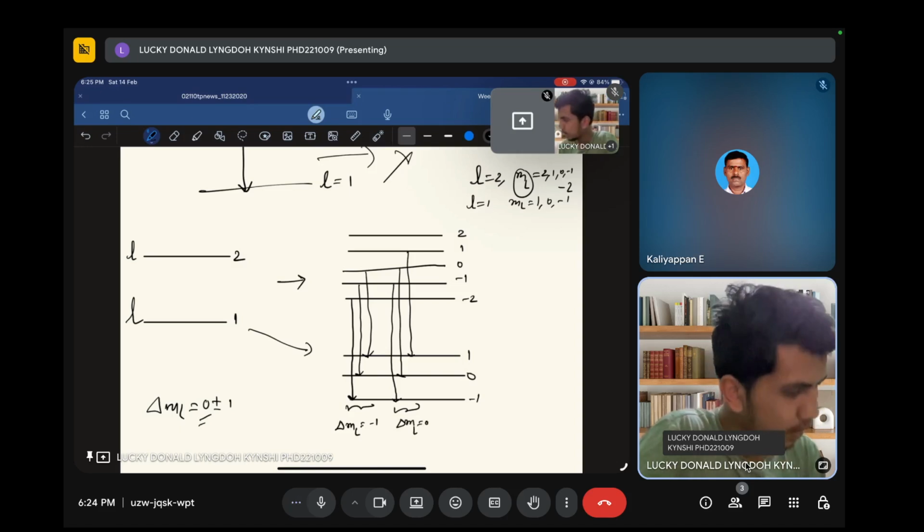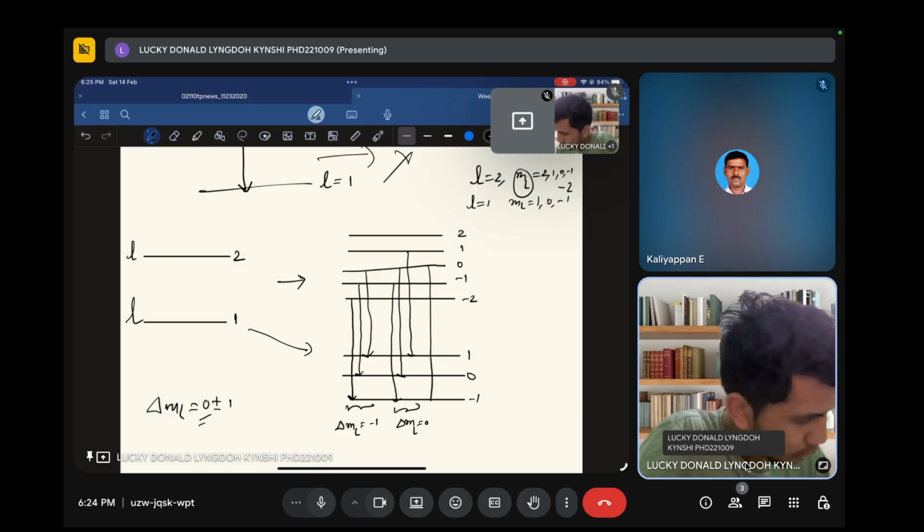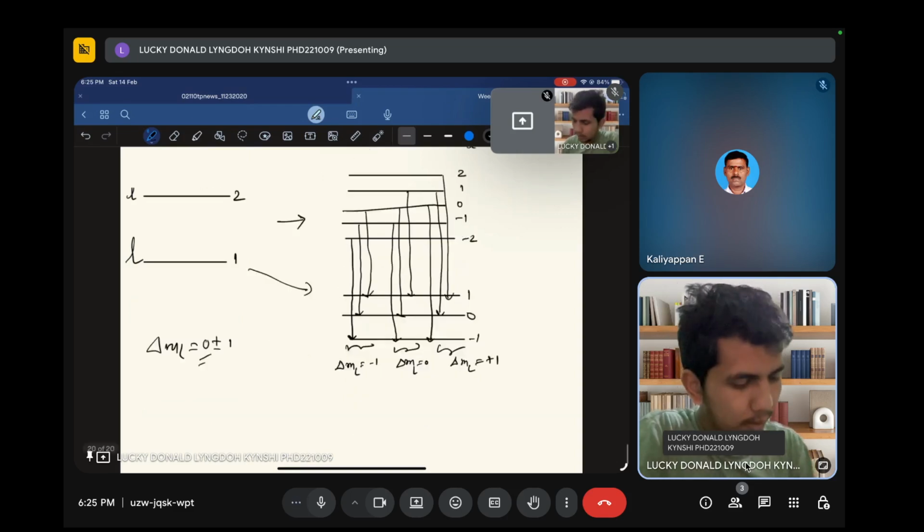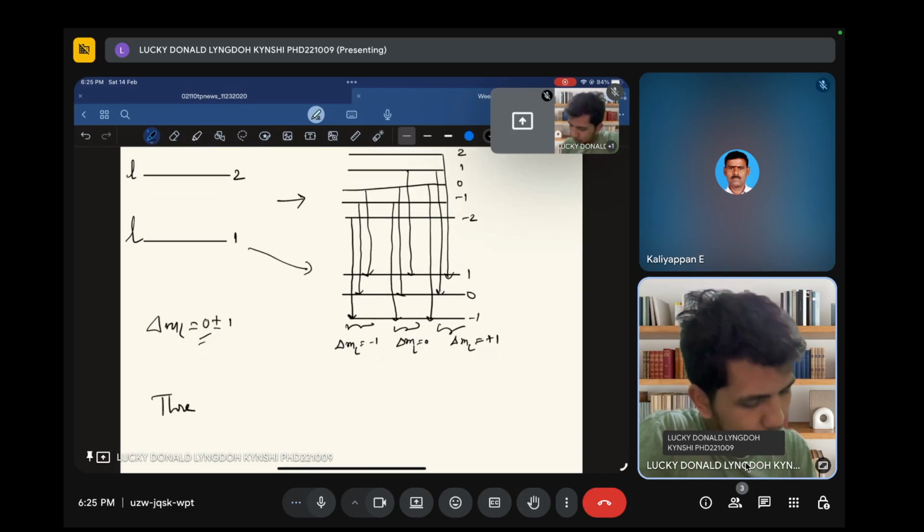And finally, there are transitions from 0 to minus 1, 1 to 0, and 2 to 1. This is another set of transitions with delta ml equal to minus 1. So you see that there are mainly 3 lines, 3 transitions.